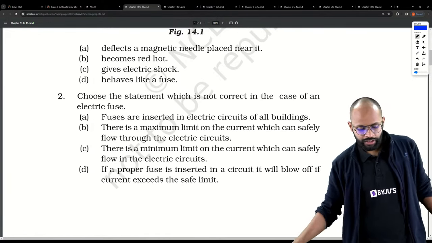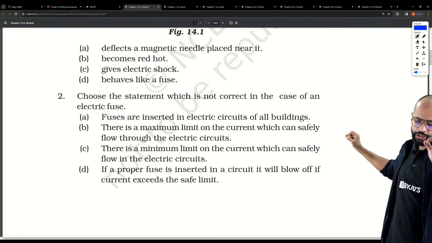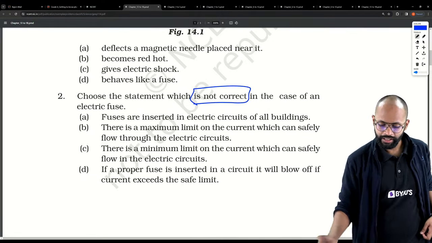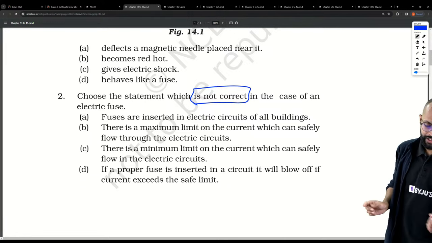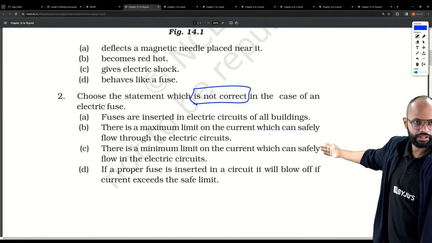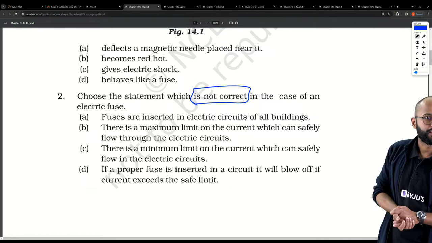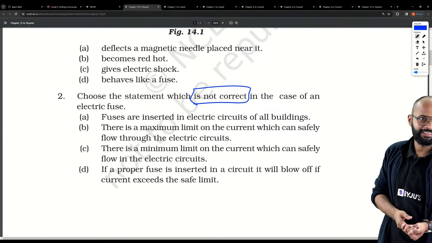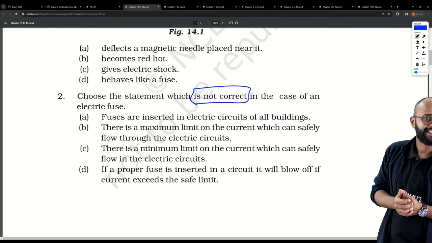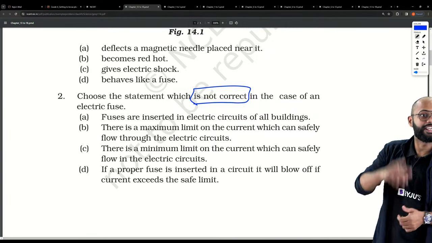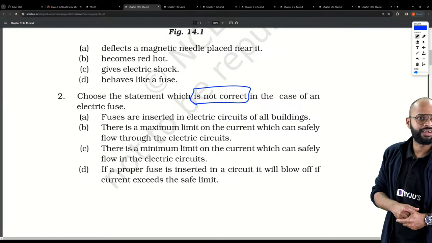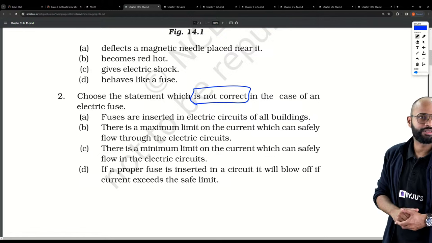Choose the statement which is not correct in the case of an electric fuse. Not correct in the case of an electric fuse. Four options in front of you. Wow, Cillian Murphy, what a thing. Is it creating a magnetic field? Yes, it is creating a magnetic field.